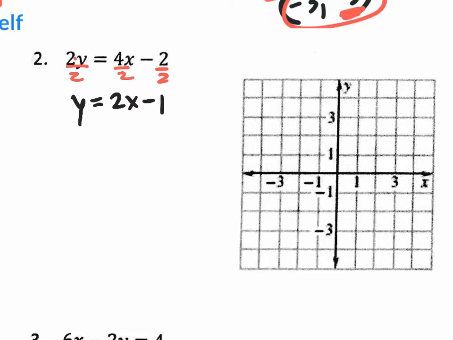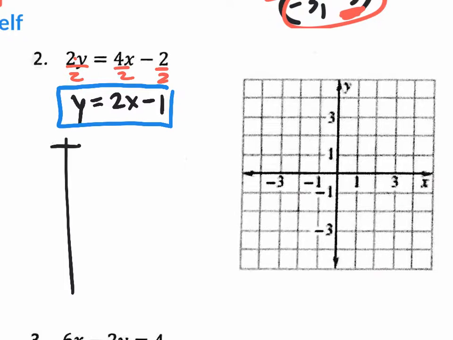Perfect. This is function form. Y is by itself. That was step 1. What's step 2? XY table or input-output table, whatever you want to call it.